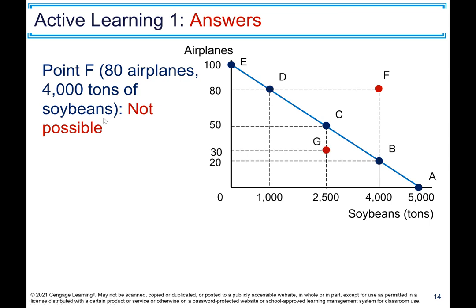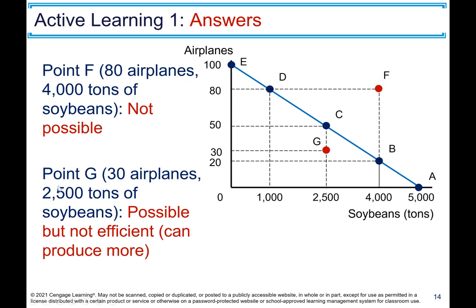What about the second example? That is 30 planes and 2,500 tons of soybeans. That is feasible. Point G, which is 30 planes and 2,500 tons of soybeans, is possible, but you're not doing as well as you should. You are underutilizing your resources.